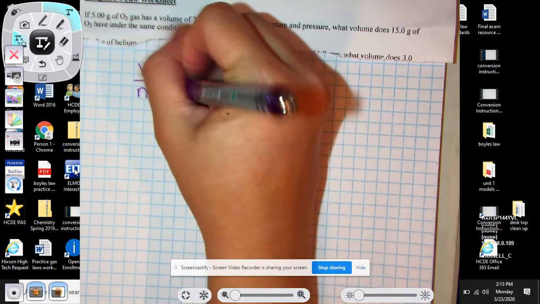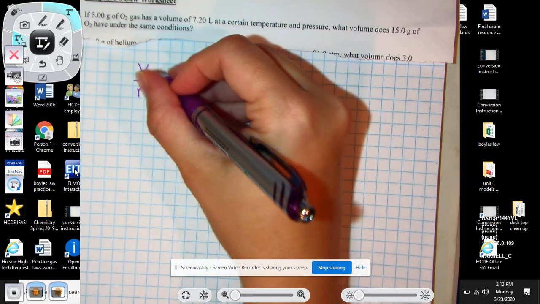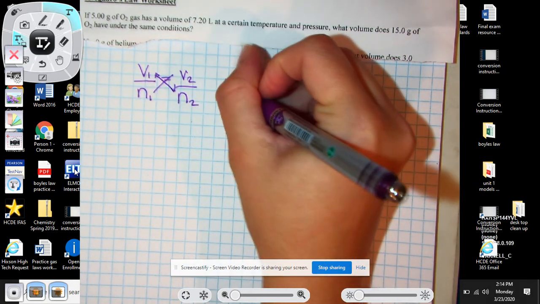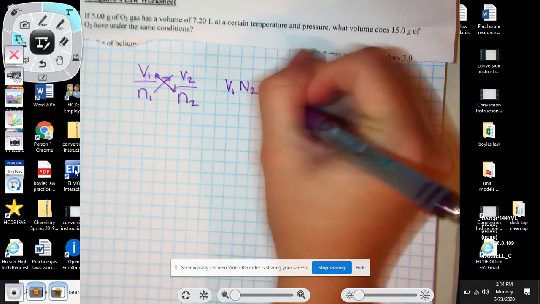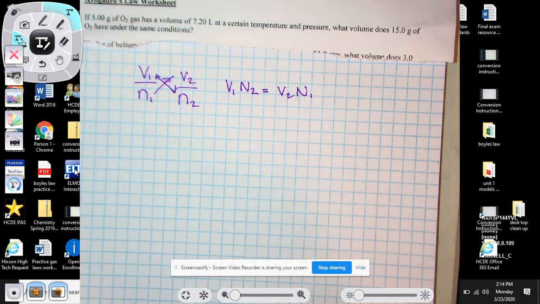If you remember, if you just start out by cross multiplying, go ahead and cross multiply these and get a general setup going. That V1 times N2 equals V2 times N1. All right, and that's your generic equation. It puts it like everything you've been dealing with. All right, let's just take one piece of information at a time.